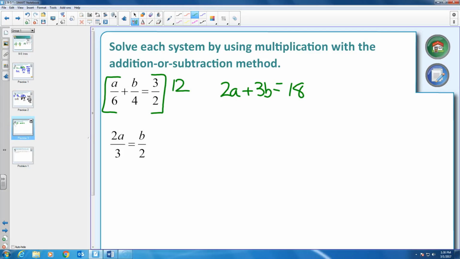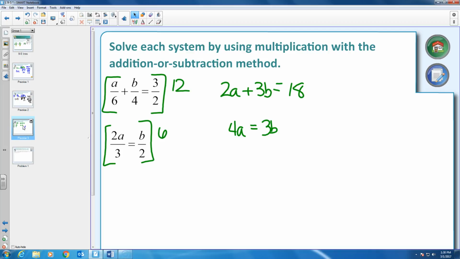What are we going to have to multiply the bottom one by to eliminate those fractions? We're going to multiply by 6. So if I multiply the first term by 6, what are we going to get? 4a equals, and the second term is going to be 3b. Now if you're looking there, we've got a little bit of a problem. What's the problem?